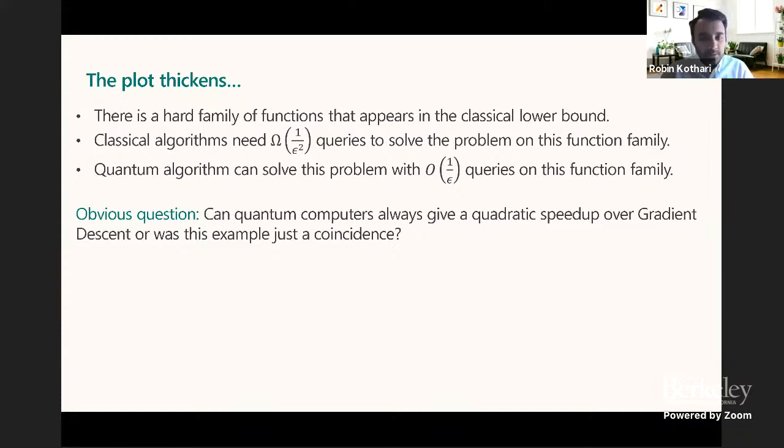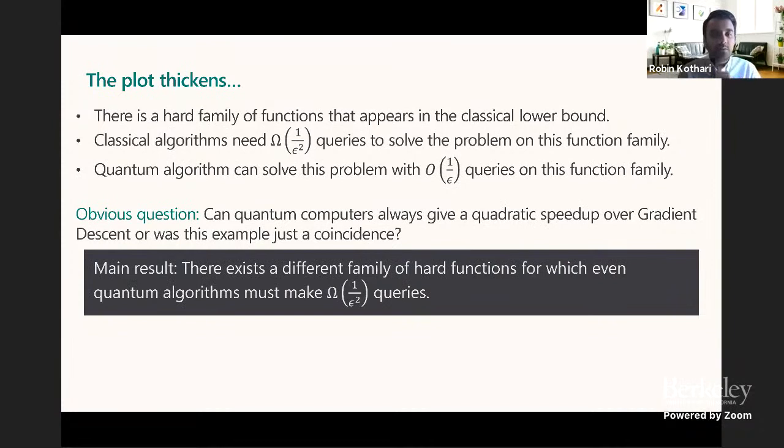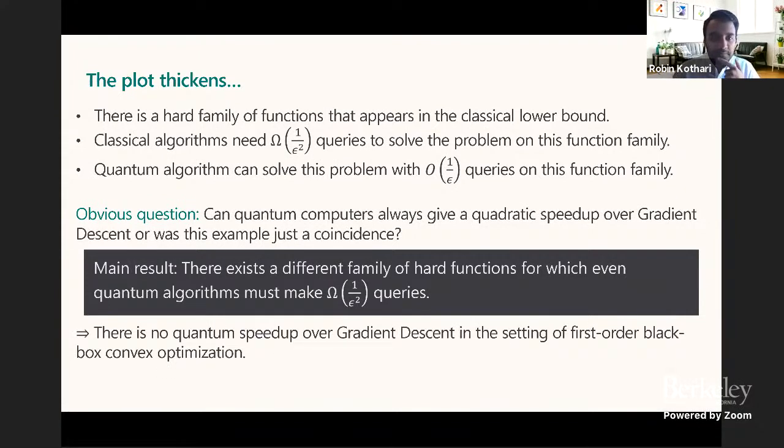Was this just some special property of this family of functions, or is it a general phenomenon that quantum computers exhibit? The main result is that there's no quantum speedup in general. There exists a different hard family of functions for which even quantum algorithms must make 1 over epsilon squared queries, which is the complexity of gradient descent. So this answers our formalization of the question: in the setting of first order black box convex optimization, there's no quantum speedup over gradient descent.